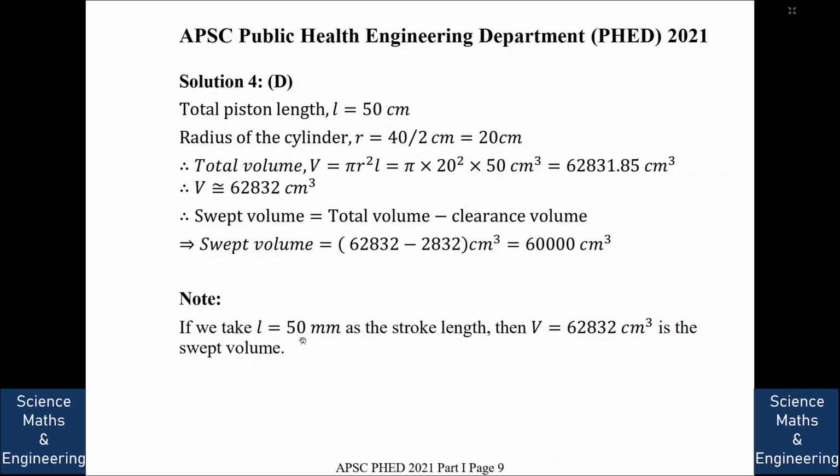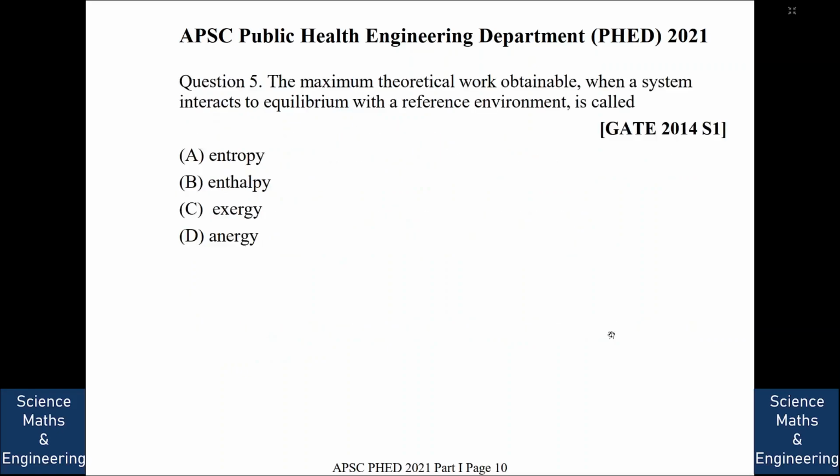However, if we take the length L equal to 50 centimeter as the stroke length, then this volume V would be the swept volume only, and so the clearance volume doesn't come into the calculation, and our swept volume would be 62,832, which should have been the actual answer, but there is some printing mistake or some mistake in the question. Okay, so we'll go to the next question.